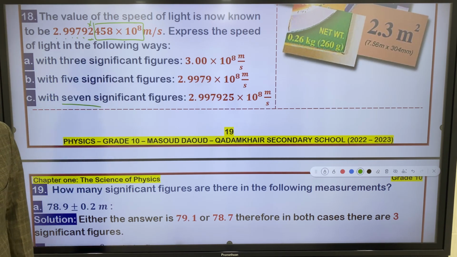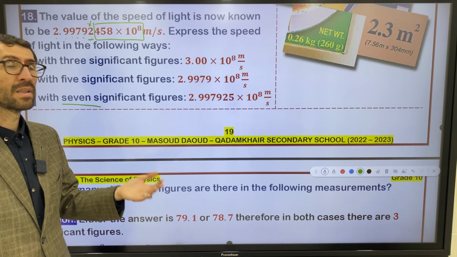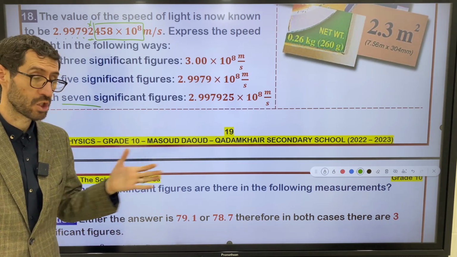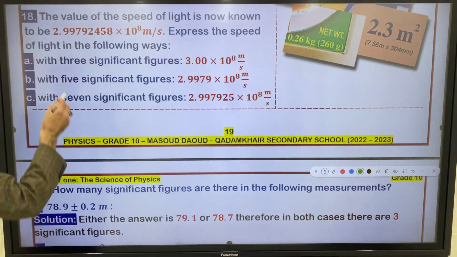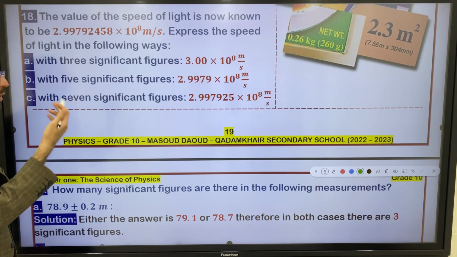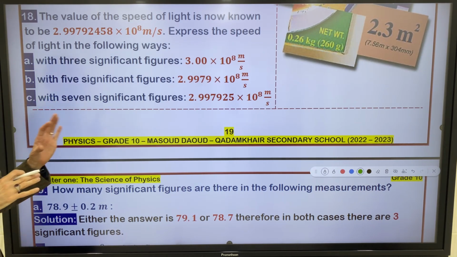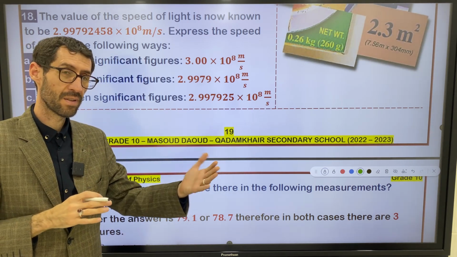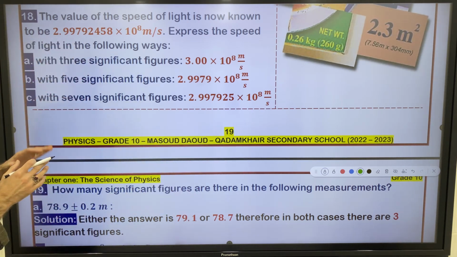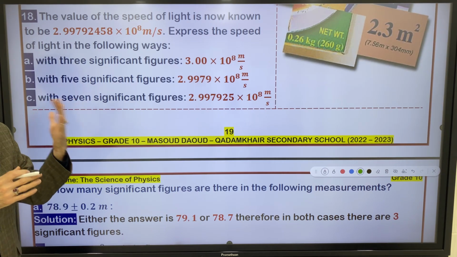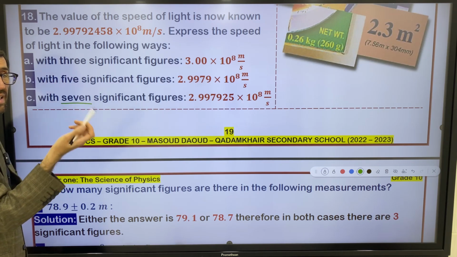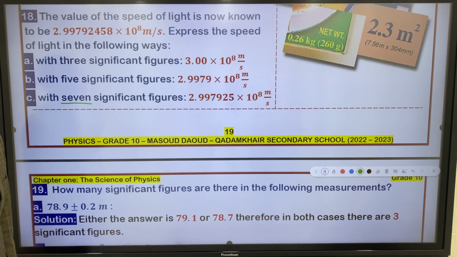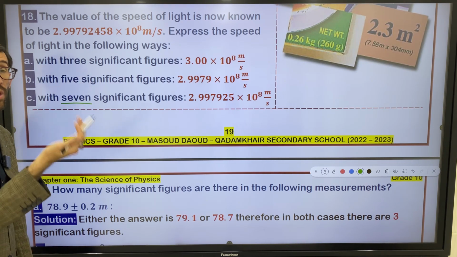7 significant figures? So the eighth figure will be our last digit. Let me examine it for you. Which one is the eighth one? We want to keep the 7 significant figures, right? 7 significant figures should remain in our calculation. But I told you, whenever it says 7, which figure is our last digit? Actually, the eighth one.